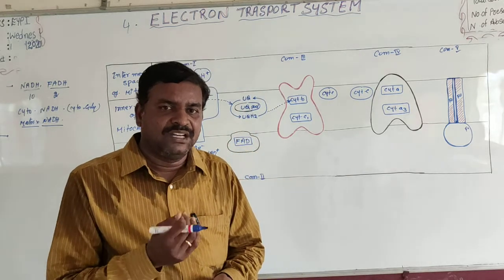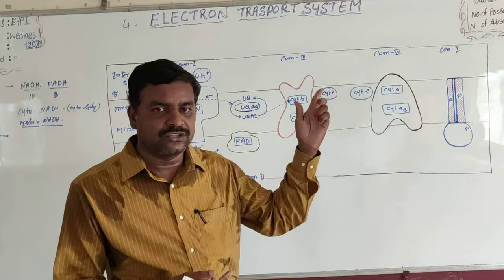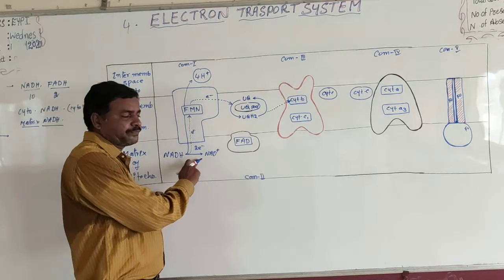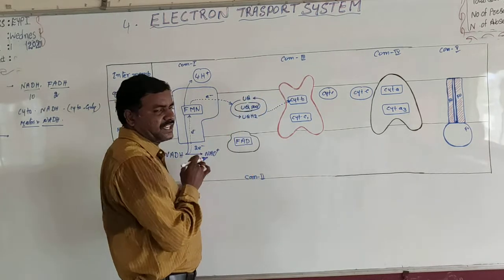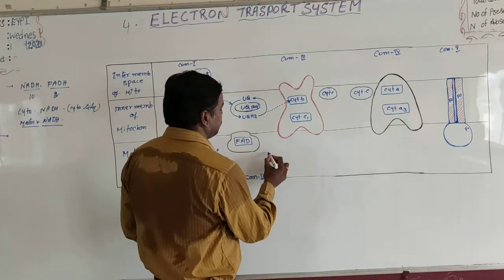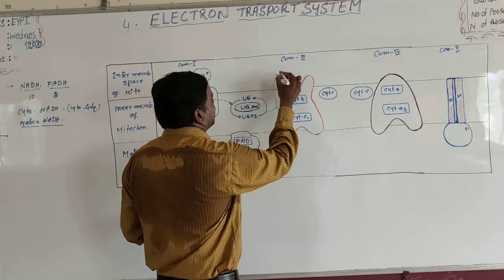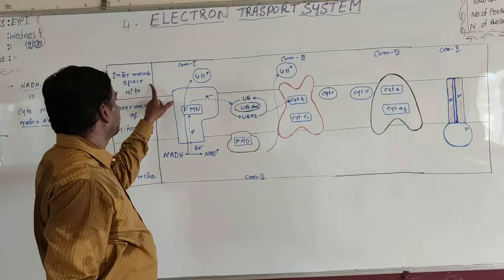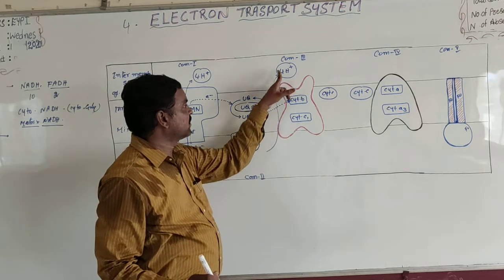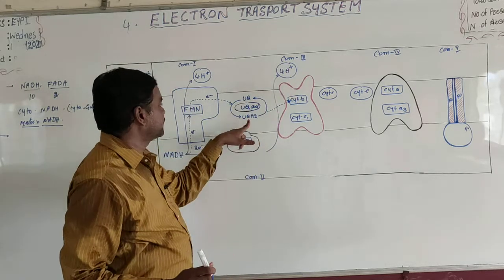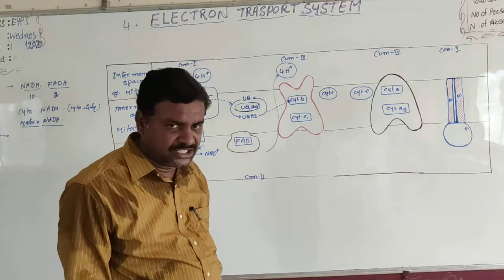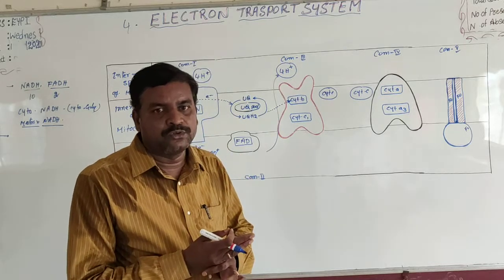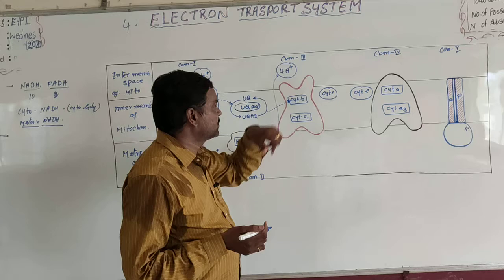Every UQ cycle facilitates the transfer of 2 H+ from matrix into intermembrane space. For a pair of electrons, 2 UQ cycles operate here. 2 into 2, total 4 H+ are contributed to the intermembrane space. Every Q cycle transfers 2 H+. For a pair of electrons coming from NADH2 oxidation, 2 into 2, 4 H+ also enter into the intermembrane space.